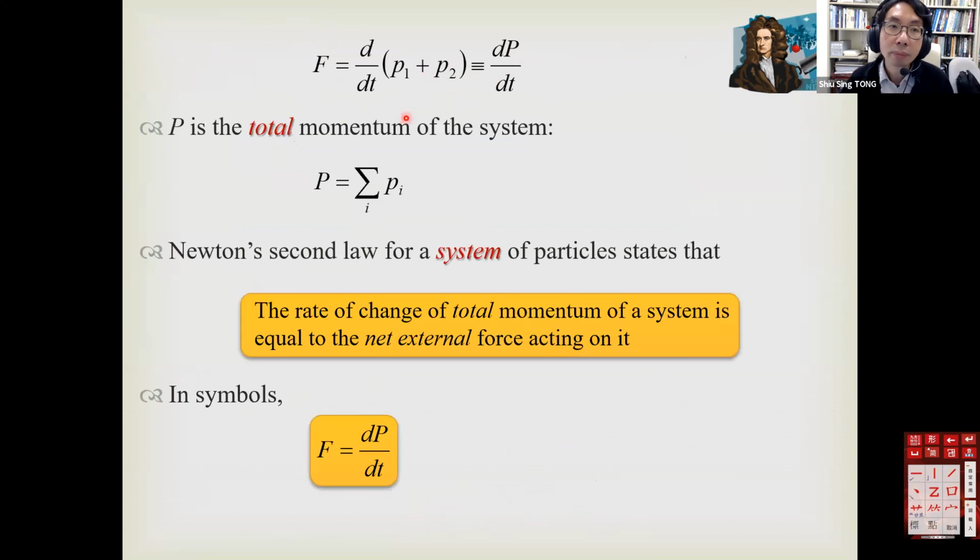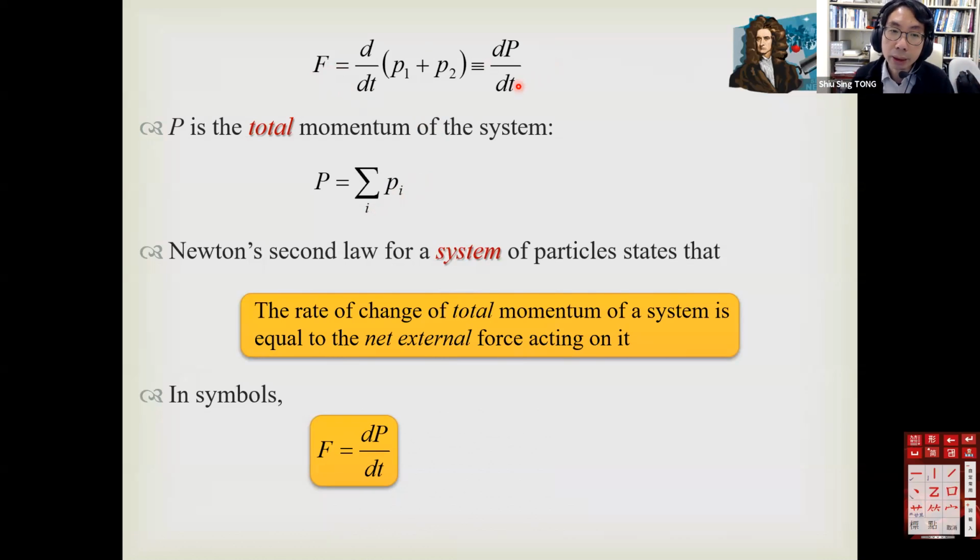Now, P is defined as the summation of p_i. Although for simplicity we only consider two interacting masses, in fact the formalism can be easily generalized to many interacting bodies. By that same token, the internal forces will also cancel, and you will arrive at the same equation: the external force being equal to the rate of change of the total momentum of the system, not just an individual body, but the sum of all the momenta of the interacting particles.